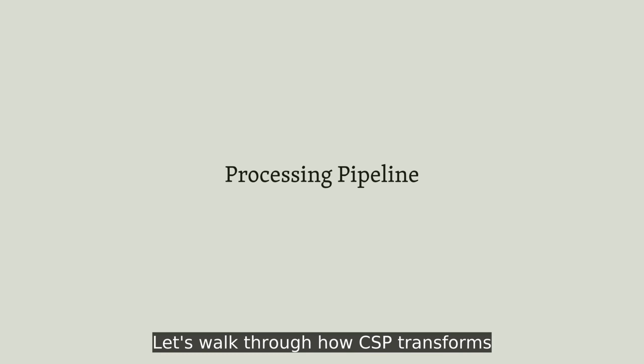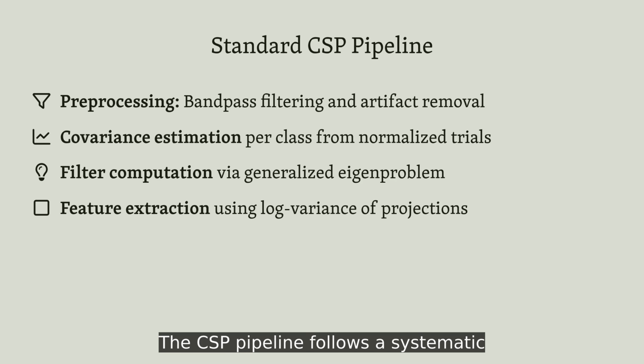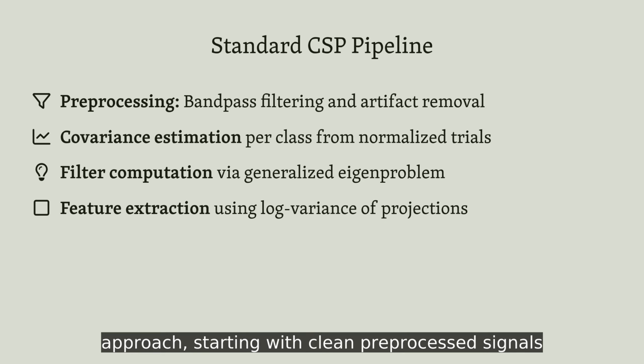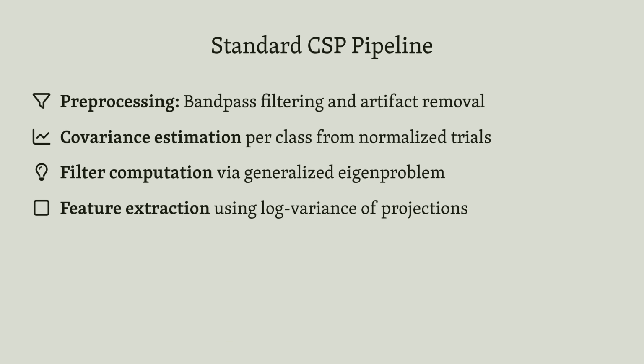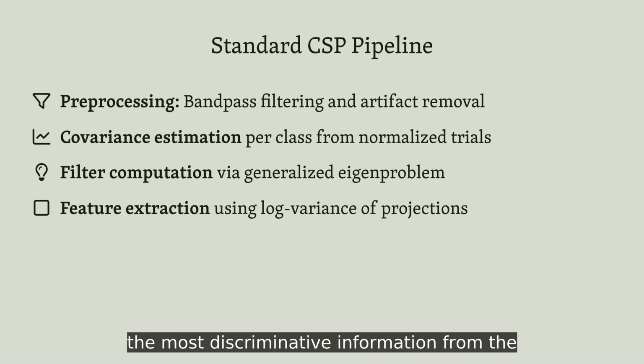Let's walk through how CSP transforms raw brain signals into actionable features. The CSP pipeline follows a systematic approach, starting with clean preprocessed signals and culminating in compact log variance features. Each step is crucial for extracting the most discriminative information from the complex, high-dimensional EEG data.